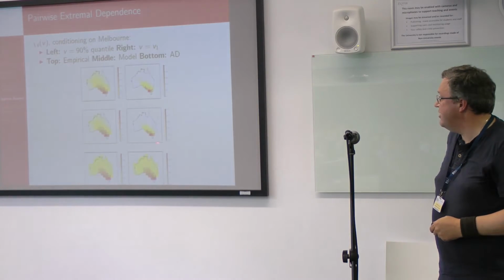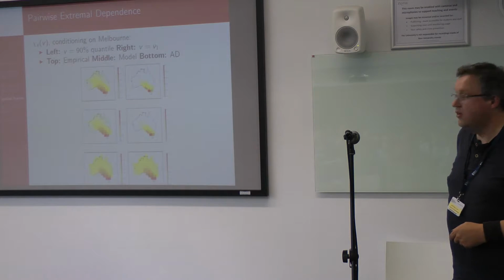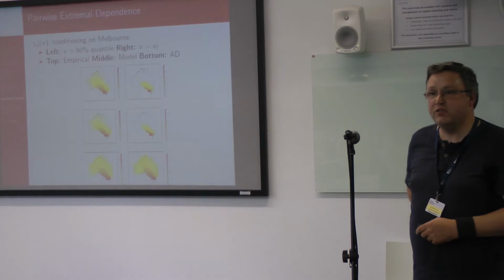Our asymptotic independence model captures this feature almost exactly, whereas the max stable model fails to do that. It keeps the same level of dependence as we extrapolate further into the tails.